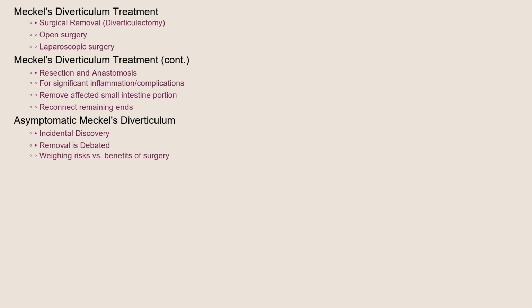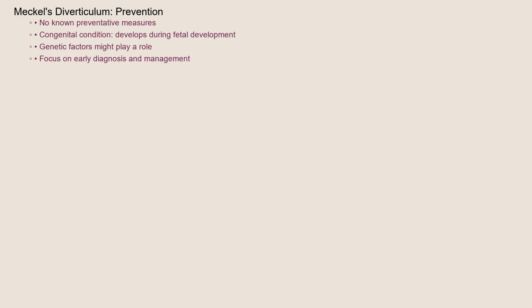A Meckel's diverticulum discovered incidentally during surgery is sometimes removed, although this is a subject of debate among surgeons, weighing the risks of potential future complications against the risks of the surgery itself. Currently, there are no known preventative measures for Meckel's diverticulum, as it is a congenital condition that develops during fetal development. Genetic factors might play a role, but this hasn't been clearly defined. Focus is typically on early diagnosis and management of complications when they arise.